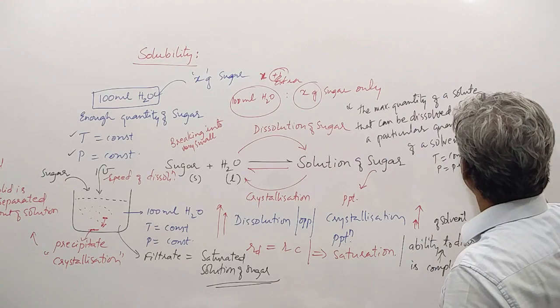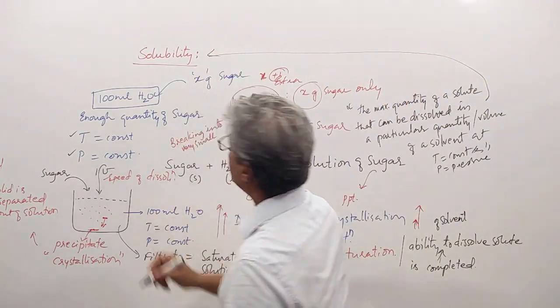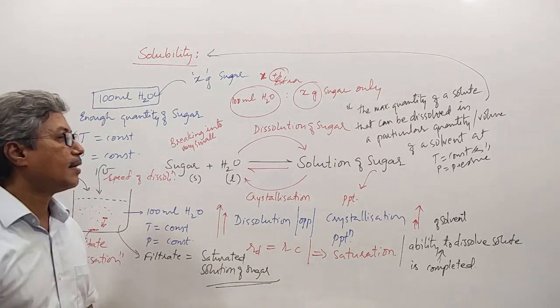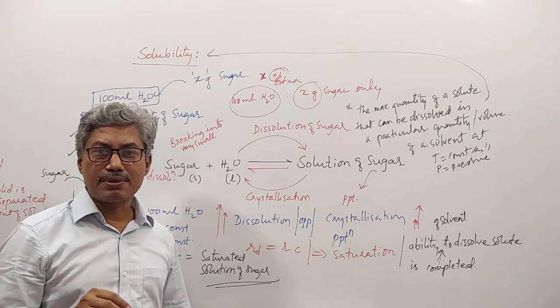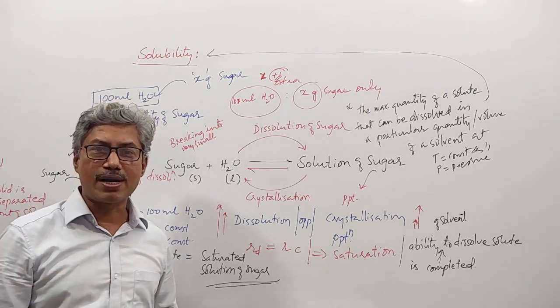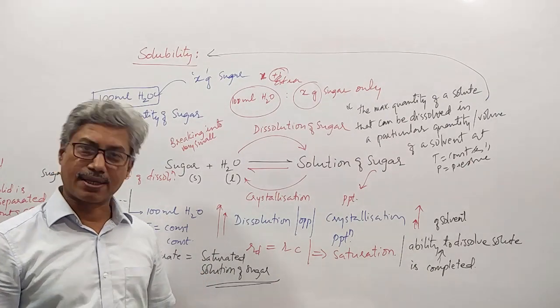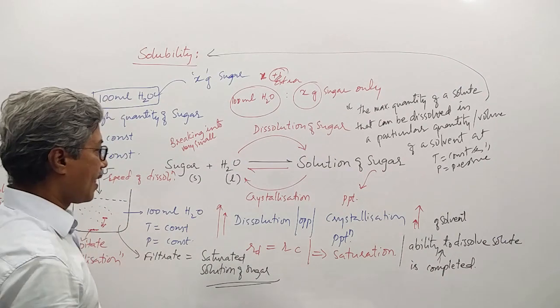This is known as solubility. So solubility is the maximum quantity of solute in a fixed quantity of solvent that can be dissolved at given temperature and pressure conditions. Clear, students? Okay.